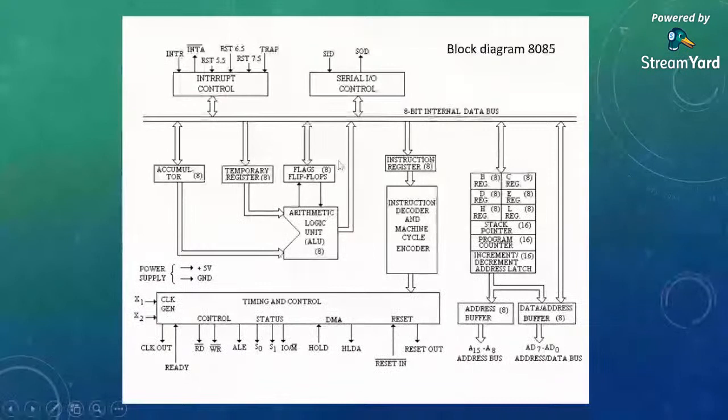The next one is the flag flip-flop. The flag flip-flop indicates the process that you executed. For example, if the result of the arithmetic is all zero, the zero flag will be on. If you have a carry resulting from an arithmetic operation, the carry flag will be on, and so on and so forth.